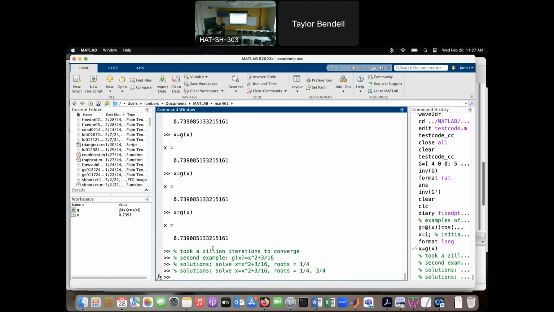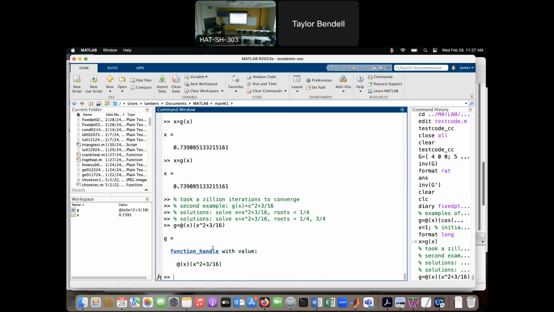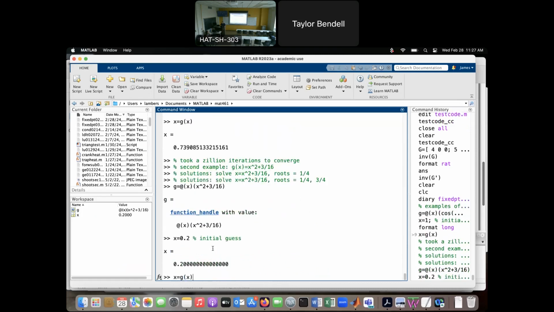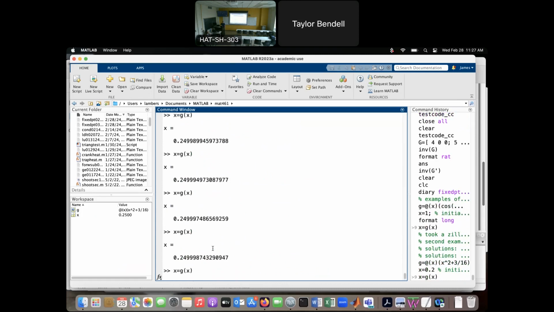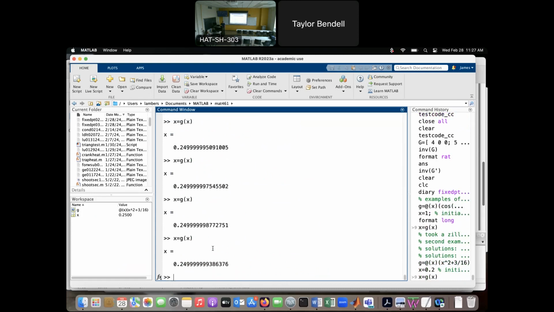So what I'll do is define my function g to be x squared plus 3/16. And then I'll choose 0.2 to be my initial guess. Okay, and then I'll do the same thing as before, x equals g of x ad nauseam. And we see it's converging pretty quickly, much more rapidly than in the previous example involving cosine. Still not that fast, but now we're at 0.25, so it converged to the smaller of the 2. It converged more rapidly than for x equals cosine x.